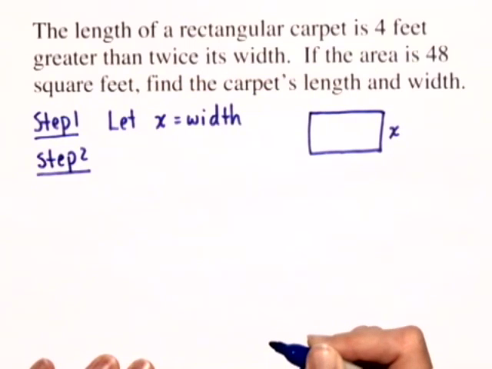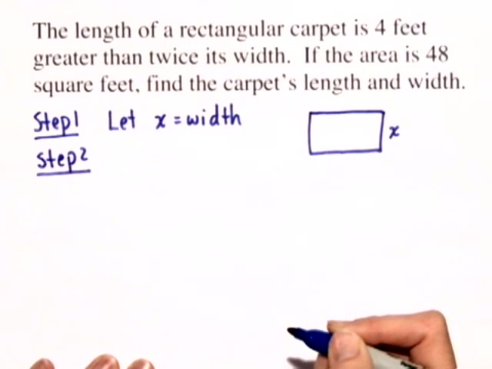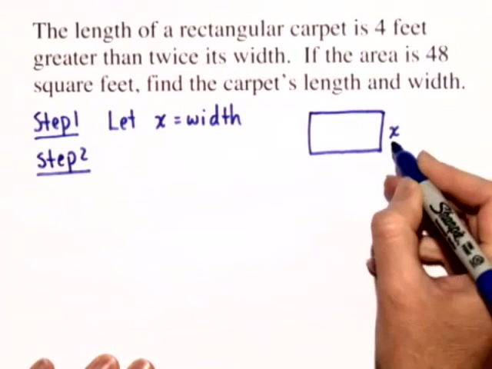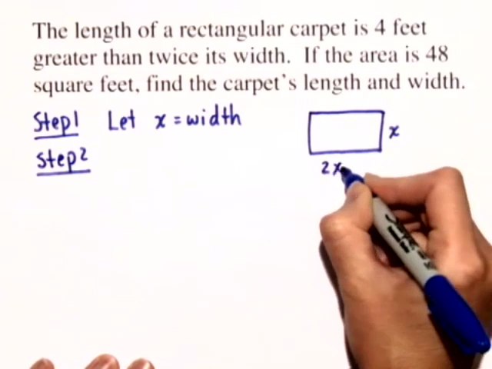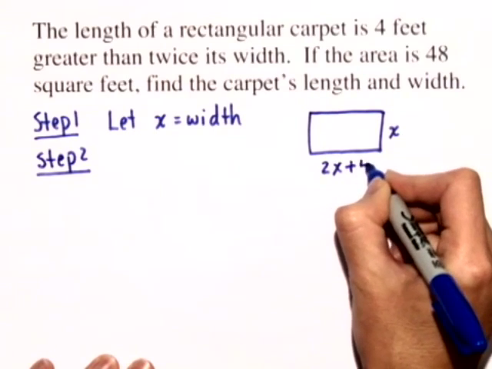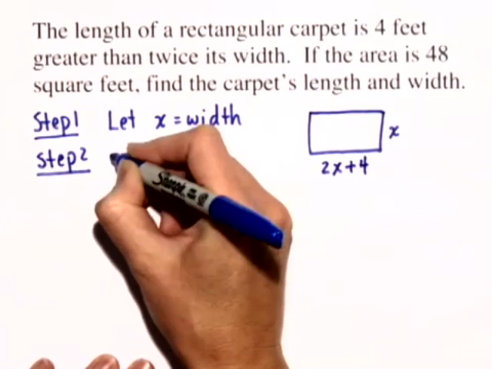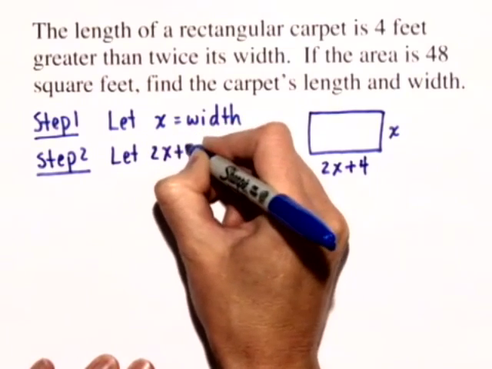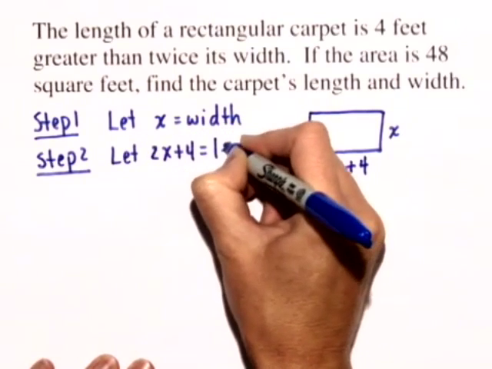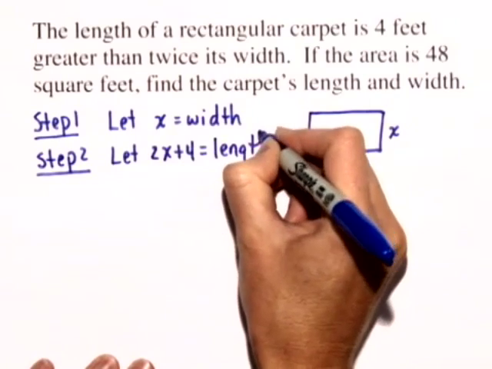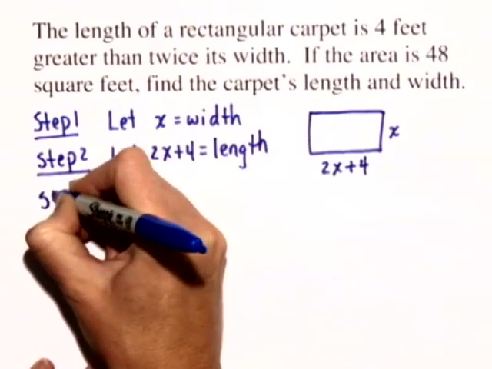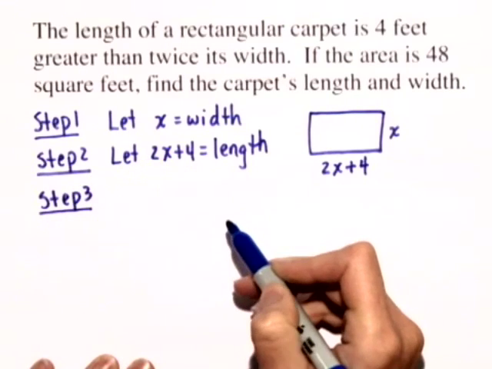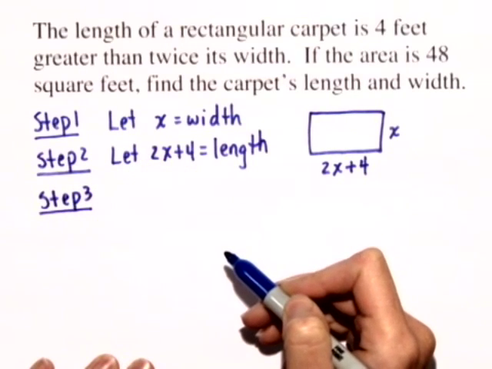Well, the other unknown quantity is the length, but we're told that the length is 4 feet greater than twice the width. So twice the width would be 2x, and 4 feet greater than that is plus 4. So for step 2, we'll let 2x plus 4 equal the length. Now in step 3, we want to write an equation relating these two quantities in step 1 and 2.